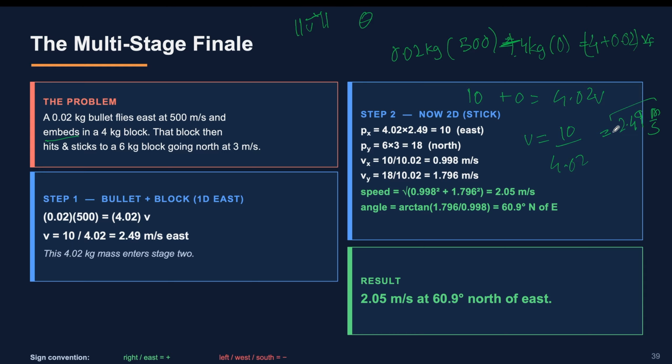And what's the direction of this? To the east, right? Because it's going to the east. Makes sense. The bullet's flying at the east. It's just going to continue in the east. Pretty intuitive.